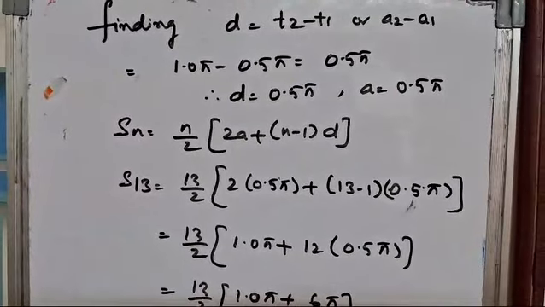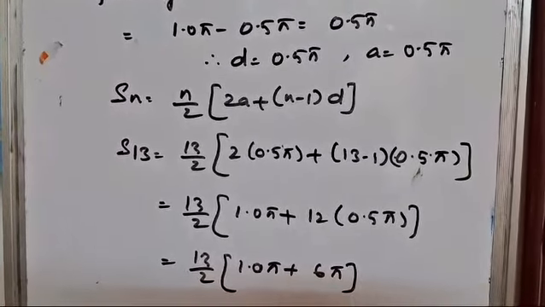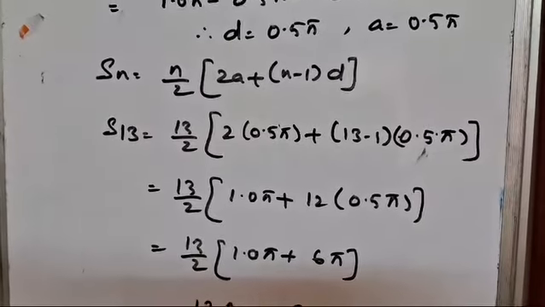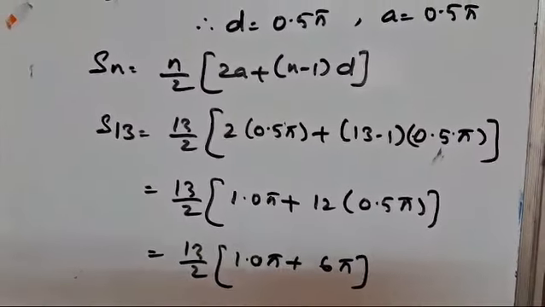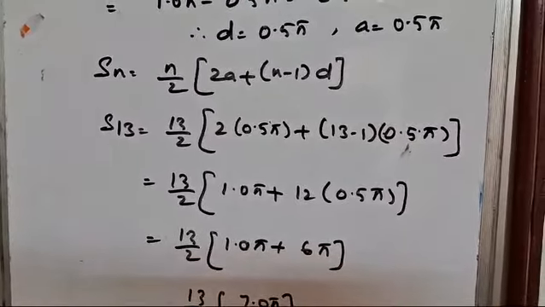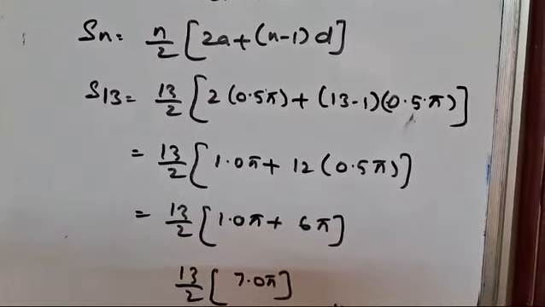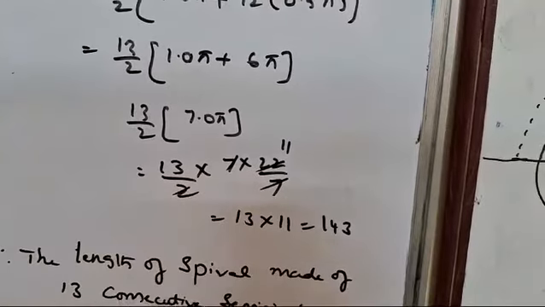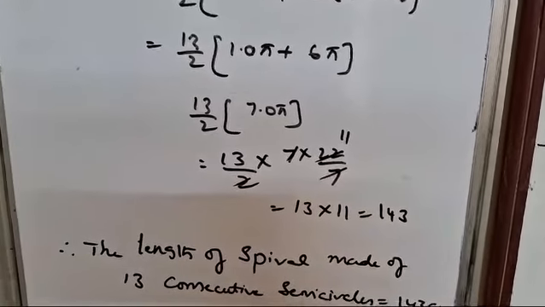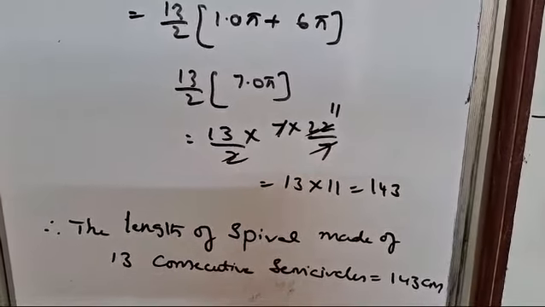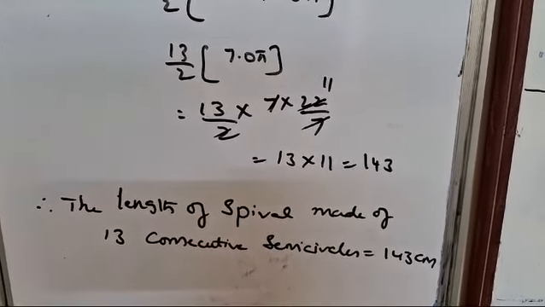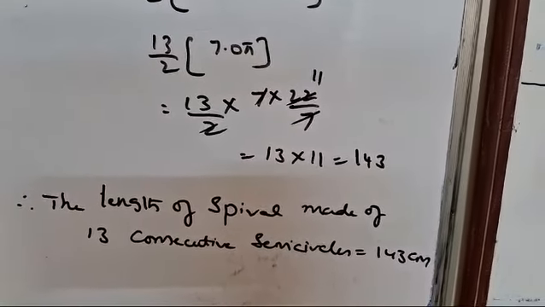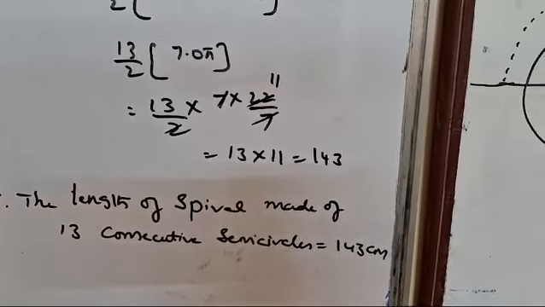Substitute in the formula Sn equals n by 2 into 2a plus n minus 1 into d, where n equals 13, a value is 0.5 pi, d value is 0.5 pi. Substitute the values. You will get 13 by 2 into 7 into pi. Convert that pi into 22 by 7, we get 143. Therefore, the length of the spiral made up of 13 consecutive semicircles is 143 centimeters, guys.